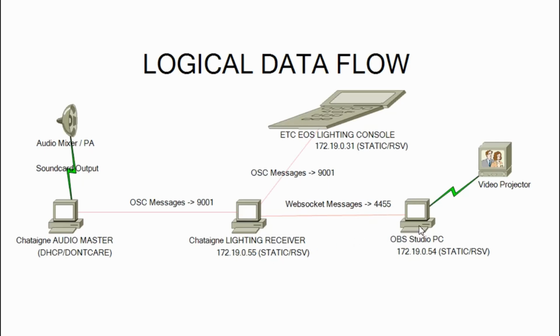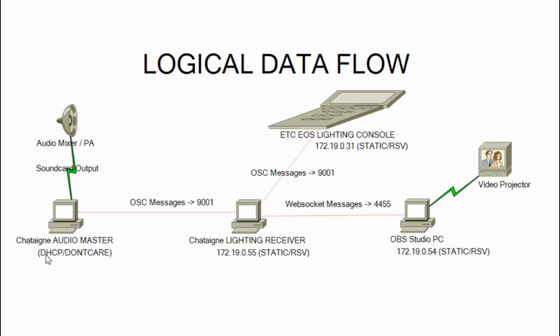Third up is my OBS Studio PC, which is a Windows PC running OBS Studio, and I'm using that for my projection output. It is at 0.54, and again, it is a static or DHCP reservation because its address must be known at all times. If your system allows for DNS entries on a local network, you are welcome to make that happen and put the DNS entries in there as well. But I'm just using IPv4 addresses, perfectly fine.